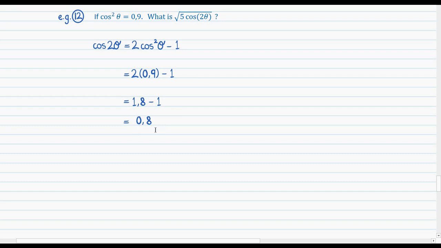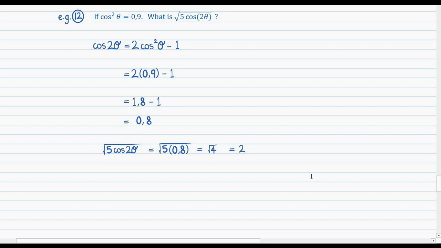Then the rest is pretty simple. We have the value of cos 2 theta, so we can just substitute it into this term, meaning square root of 5 times 0,8. So square root of 4, which is just a value of 2. And that concludes example 12.